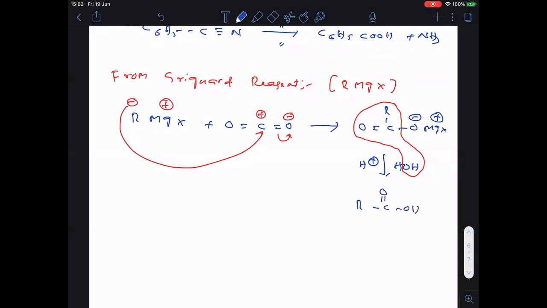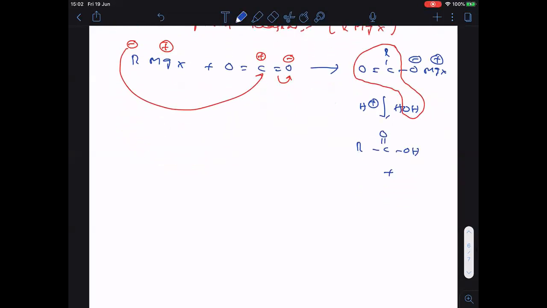So RCOOH, carboxylic acid, along with carboxylic acid, the byproduct formed is MgXOH, magnesium hydroxyl halide. Please copy quickly.